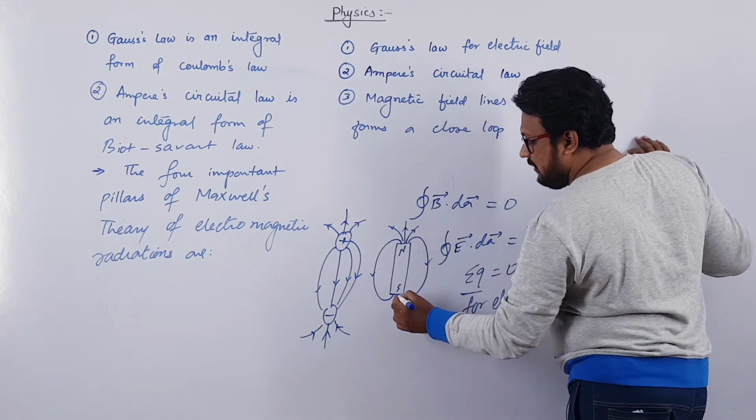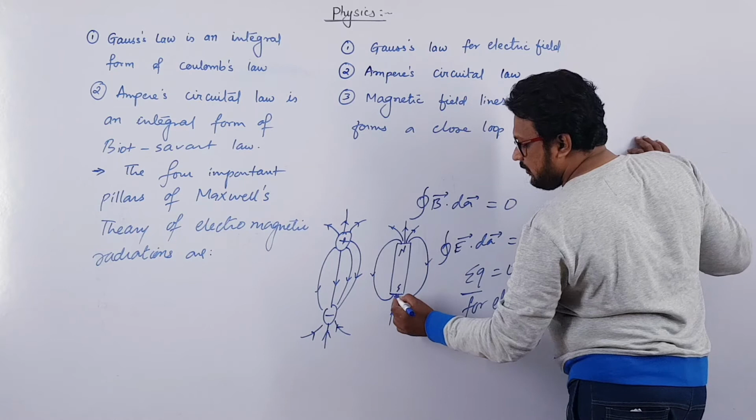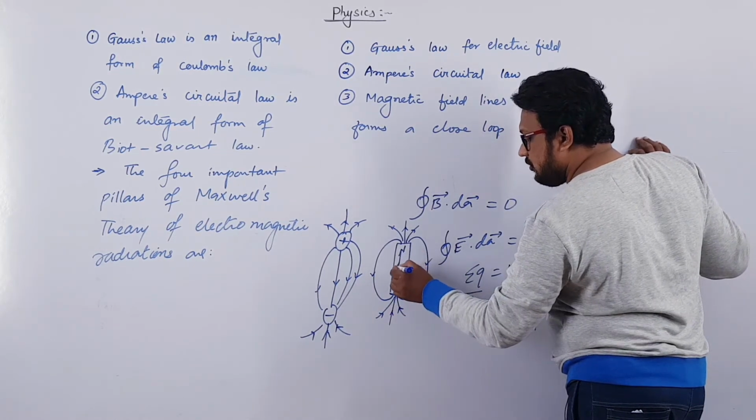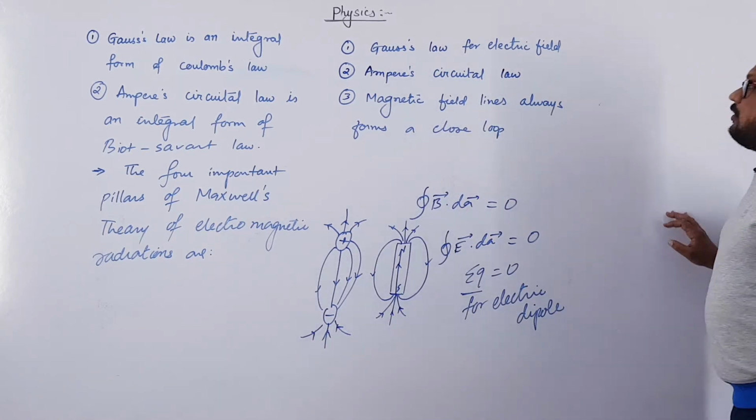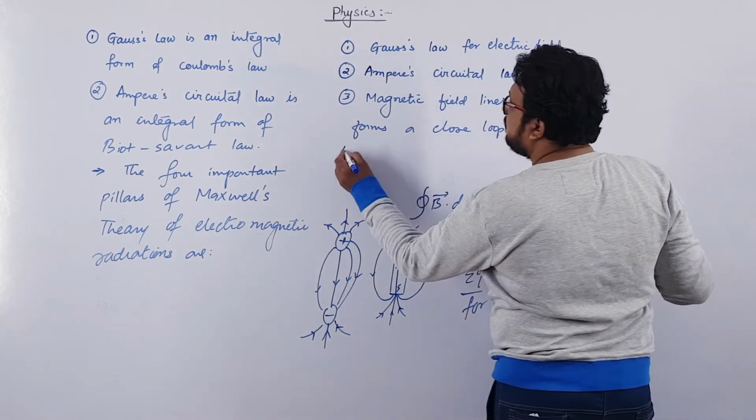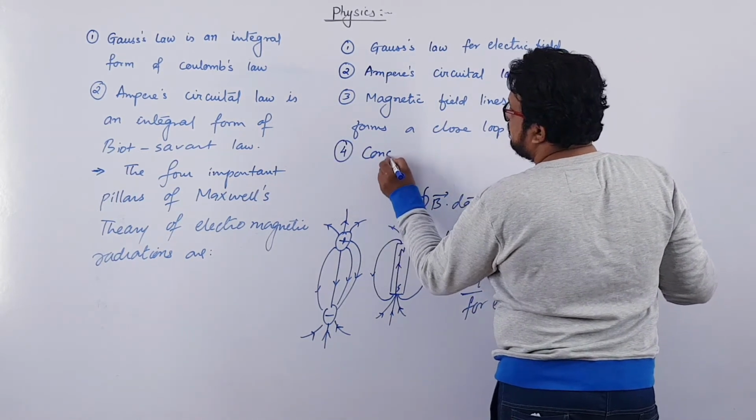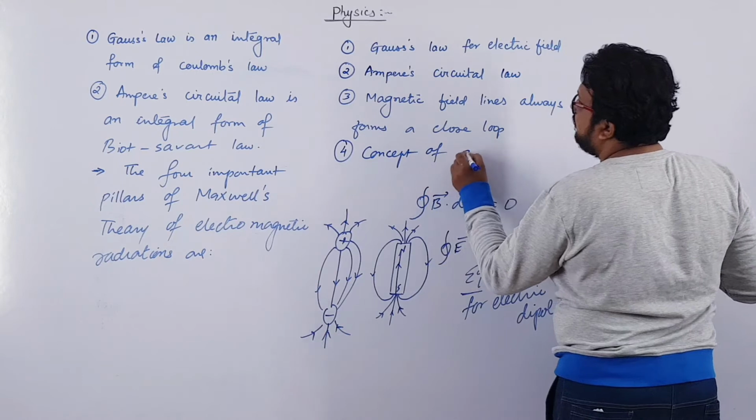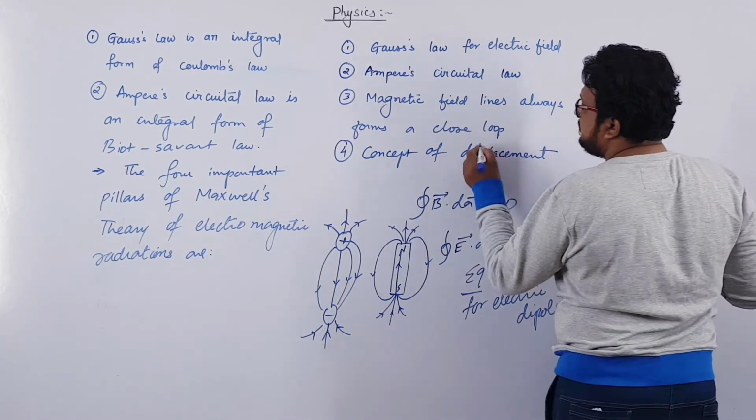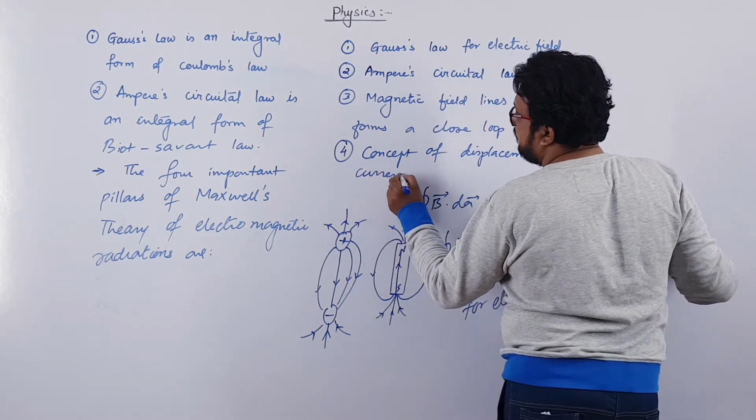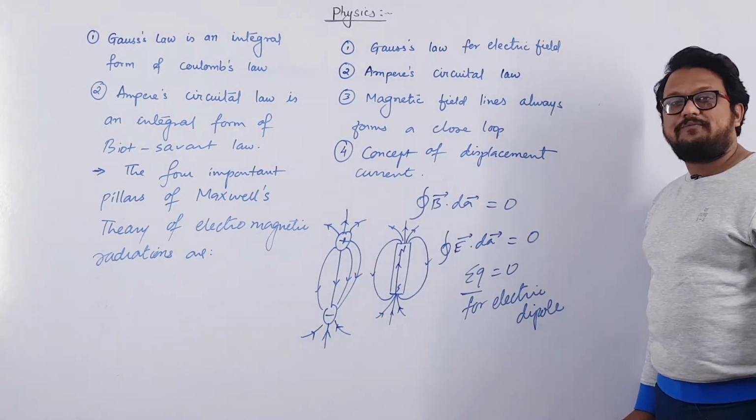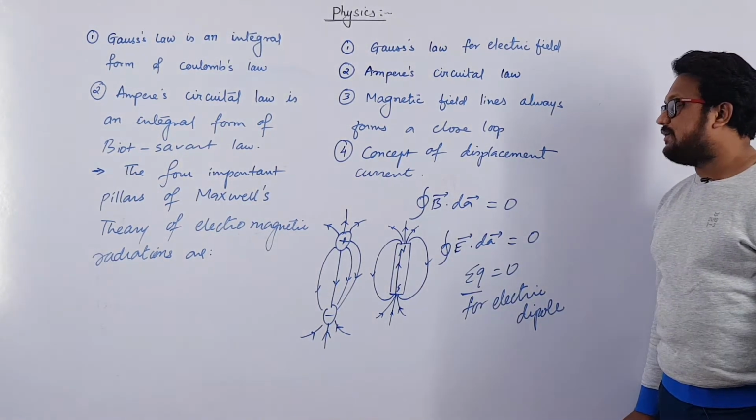This is the case, right? Similar to what we have seen over here outside the magnet, but inside these field lines do travel from south to north to form a closed loop. So magnetic field lines always form a closed loop. And the fourth one is the concept of displacement current. These were the four pillars of Maxwell theory of electromagnetic radiation.